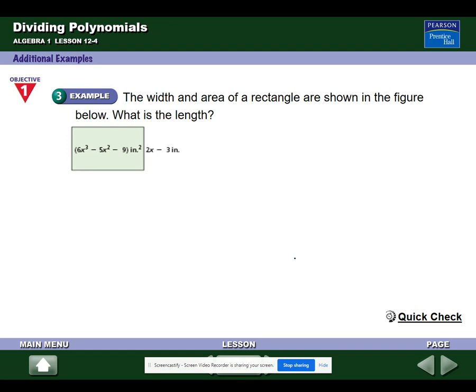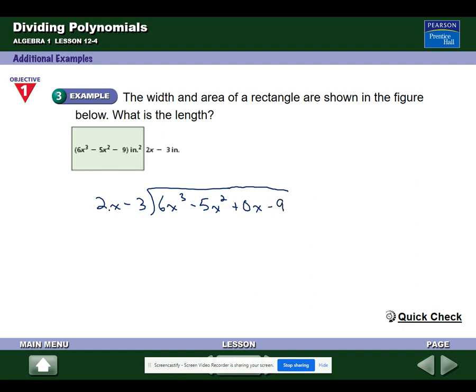All right, then they'll try to apply this to a rectangle, but it's really the same thing, because you know that length times width is going to give you the area on a rectangle. So really what we're doing is dividing 2x minus 3 into 6x to the third minus 5x squared minus 9. Caution though. Do you see that there is not an x term there? There is not a linear term. We need to hold that place value. You want to put a plus 0x in here, minus 9. If you don't do that, you will not get the correct answer.